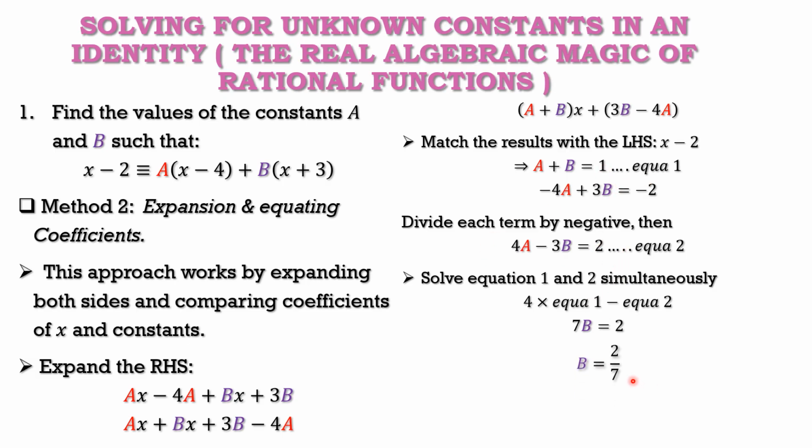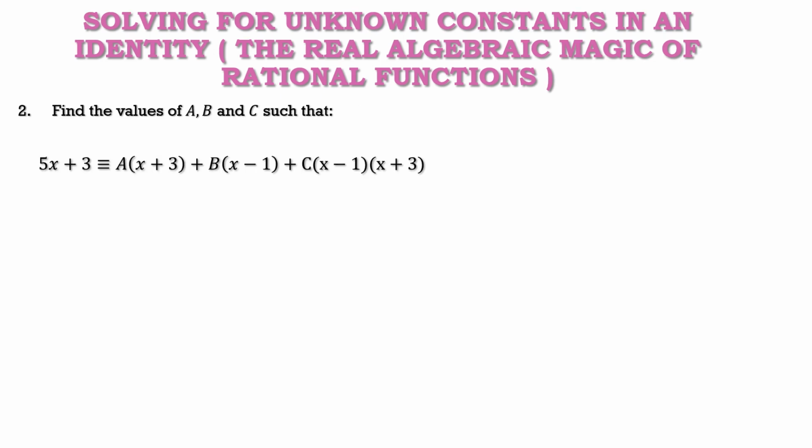So b will be equal to 2 divided by 7, which is the same as what we got from the use of the cover up rule or method. So the same thing, put the b in one of the equations to get your a as 5 divided by 7. So this is the second method which we can use to find the constants in an identity. And let's proceed to the second example.